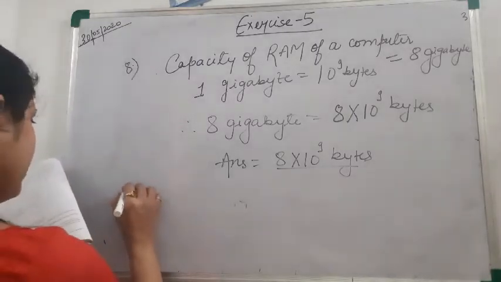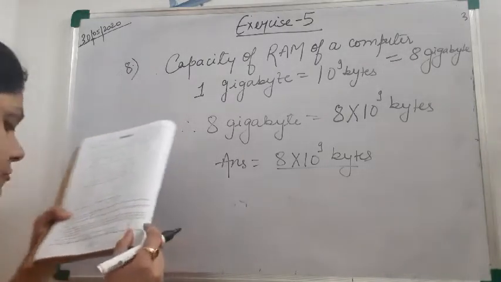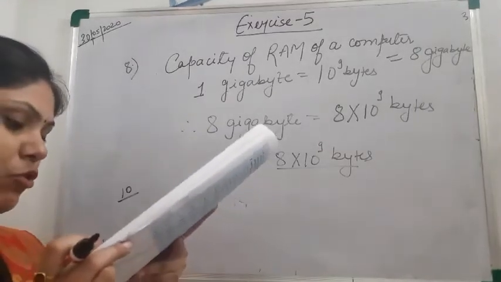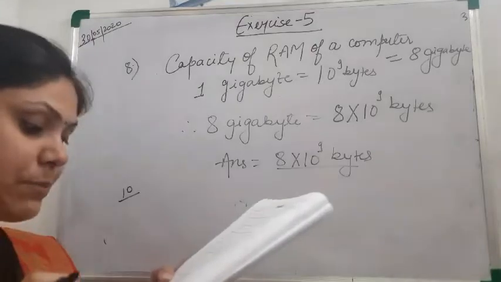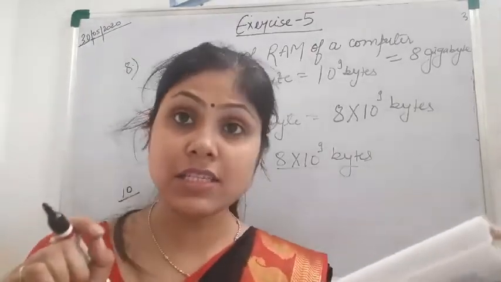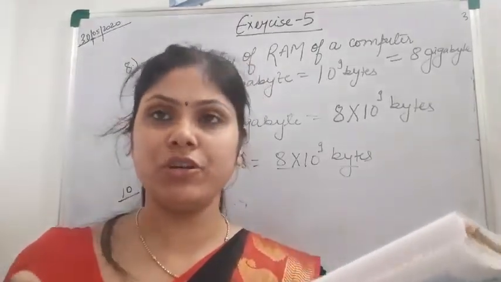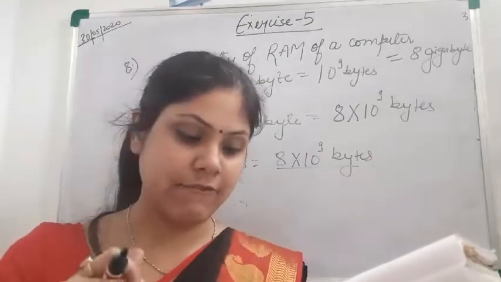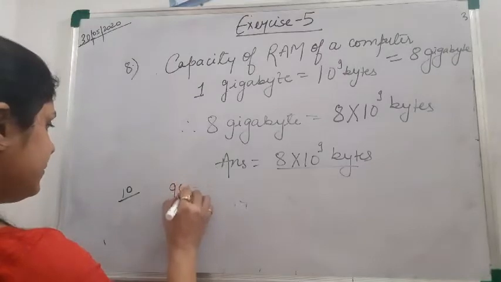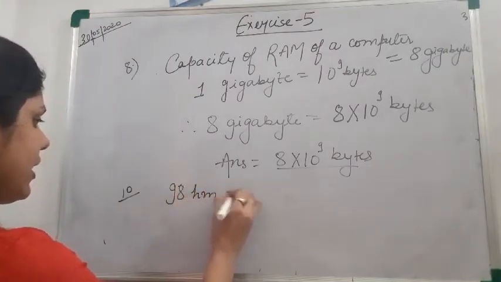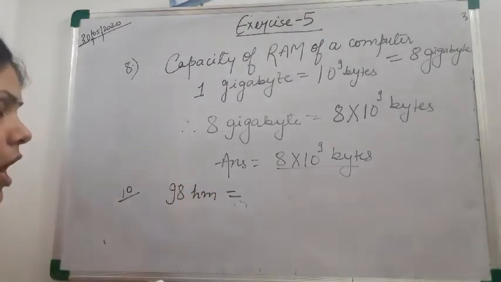Now coming to 10th question. Express the following in centimeters in exponential notation. Okay, please go through the question. So whatever is given, you have to convert into centimeter. So 98 hectometer. 98 hectometer is equal to how much?